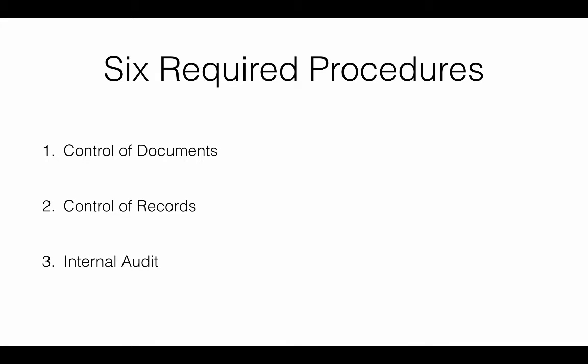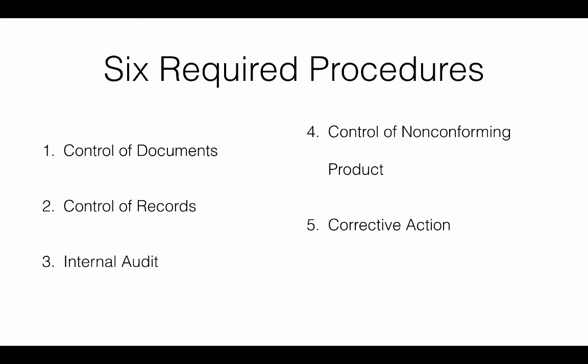The 6 required procedures are as follows: control of documents, control of records, internal audit, control of non-conforming product, corrective action, and preventive action. Each of these topics will be covered in more detail as we discuss each ISO 9001 clause later in the course.